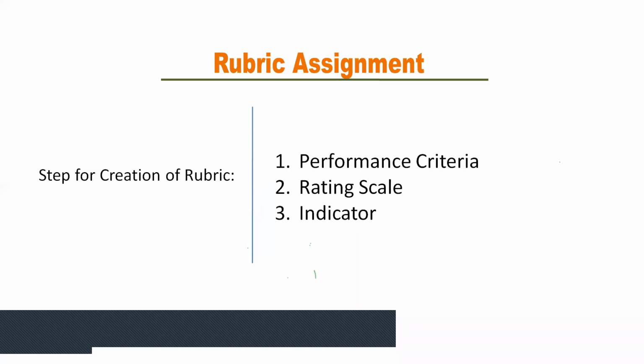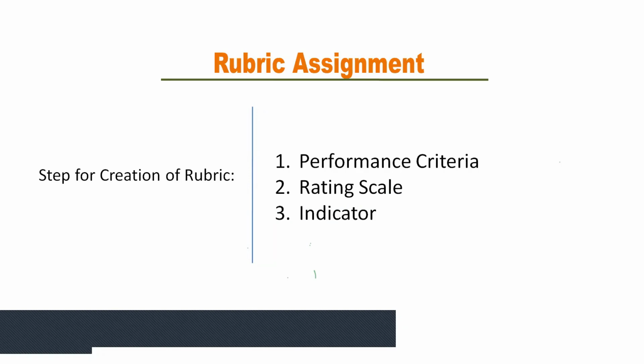Now, each performance criterion has to be rated on a given rating scale, because it is your choice whether he's working excellent on this criterion or he's very poor on this criterion. You have to identify whether it's a 4-point scale, 7-point scale, or a 5-point scale, and you have to label each scale.